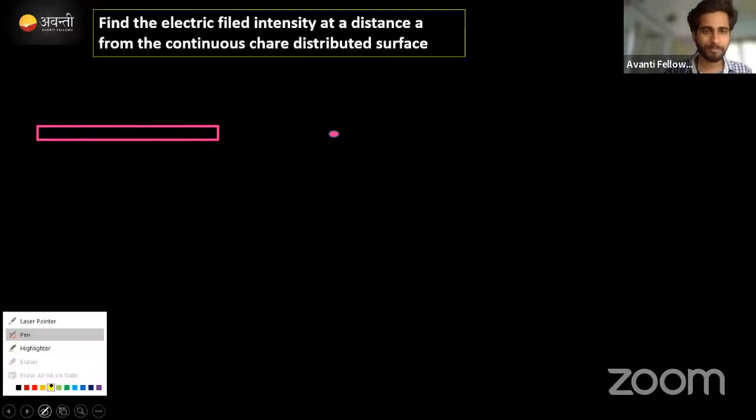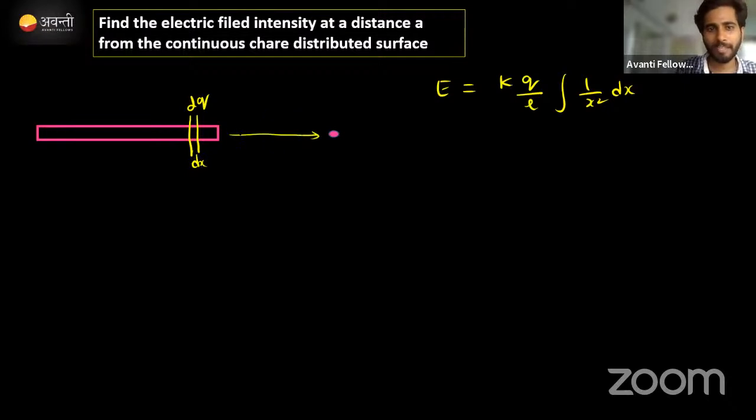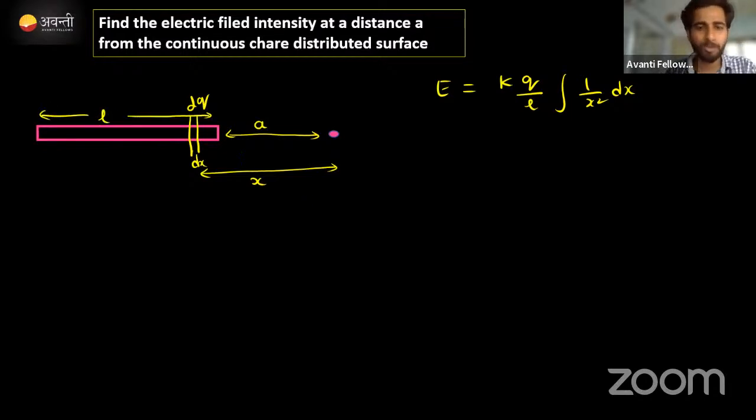Look here. What is the equation we got? E value will be kq upon L integration of 1 by x squared into dx. This integration, from where to where it will be integrated, that we need to write here. dq amount of charge, dx was there, the distance between these two I had given as x. From dx to this point the distance was x and the length of this rod will be L, correct? Now look, from this point a to the last point, point b, we have to integrate, then all the dq amount of charges will be added here, correct?